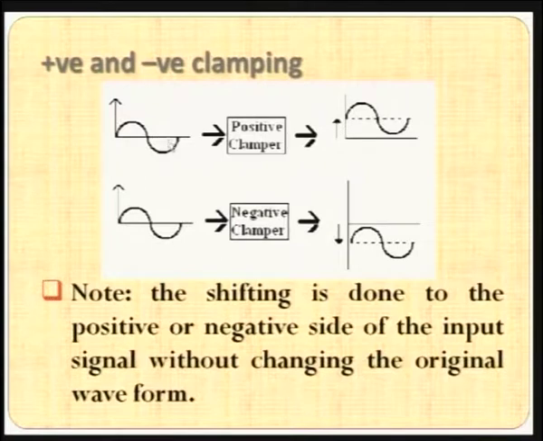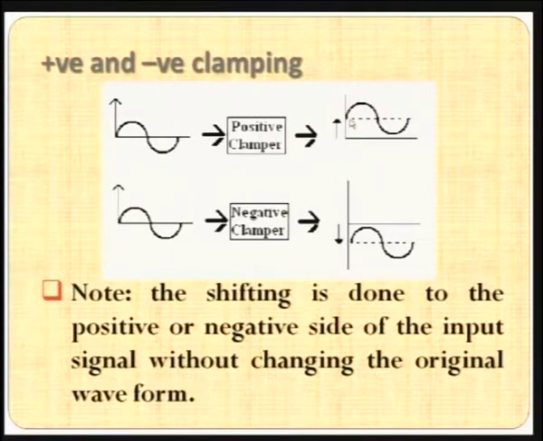This is the input wave, and if it is a positive clamper, the reference in the input is 0, but in the positive clamped signal, the reference is a positive DC value. So, with respect to this, the oscillation, or the voltage variation in the signal, is happening. In the same way, in the negative clamper, the shifting is done to the negative side of the reference 0. So, that is why it is called a negative clamper.